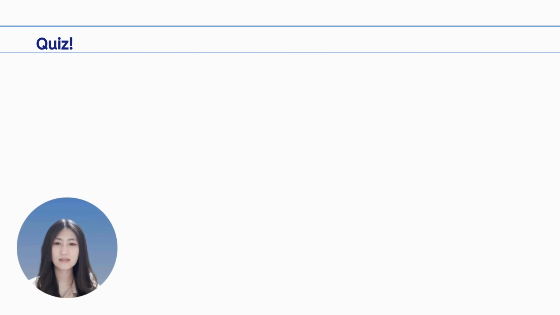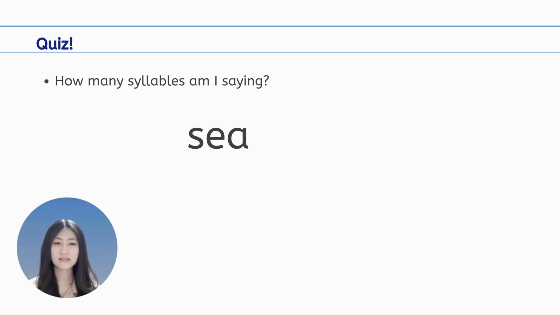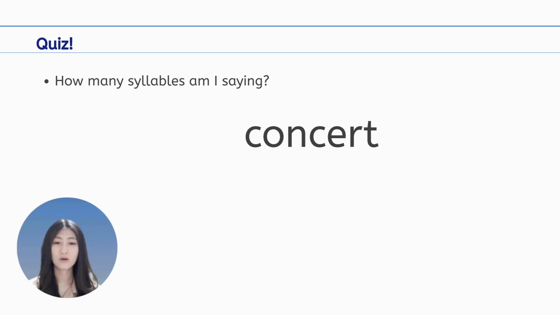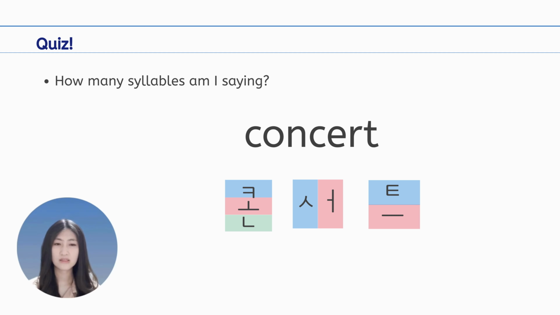Let's practice this with a quick quiz. I will read a word. Please guess how many syllables it has. The first word is 바다. That is 2 syllables. Next is 콘서트. That is 3 syllables.